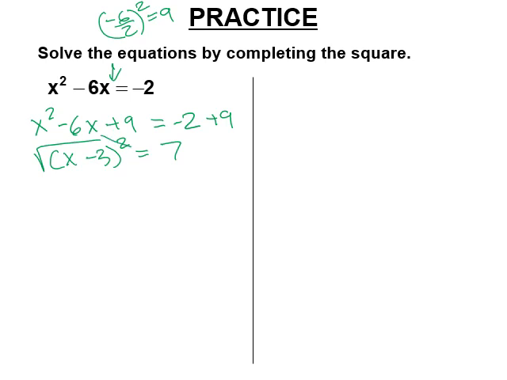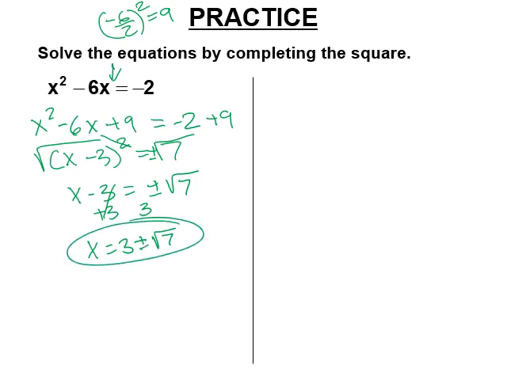Square root of both sides, positive and negative. So we get x minus 3 equals positive and negative square roots of 7. Add 3 to both sides. X equals 3 plus the square root of 7 and 3 minus the square root of 7.